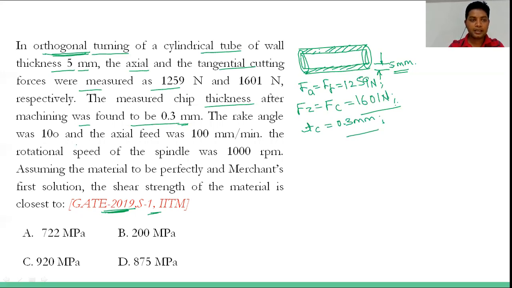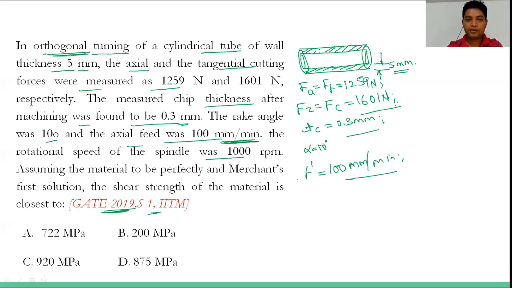Okay. The rake angle was 10 degree. Alpha की value आपको given है, that is 10 degree. The axial feed was that is f dash. It is not f, that is mm per revolution, क्योंकि f को हम लोग mm per revolution में कैलकुलेट करते हैं, बट यहाँ पर जो आपको एक्सियल फीड गिवन है, that is in mm per minute. Okay, so we are not considering it as f, but we are considering it as f dash, so that will be 100 mm per minute. Okay. The rotational speed of the spindle, this N will be equals to 1000 rpm.